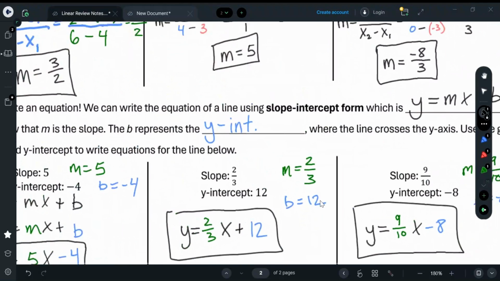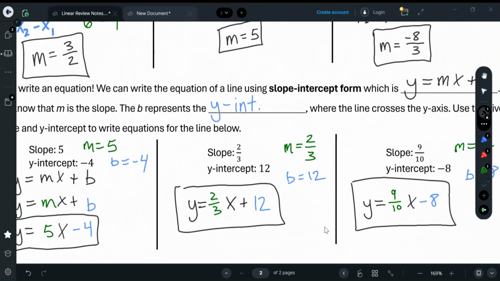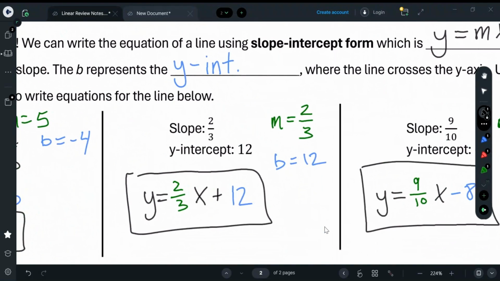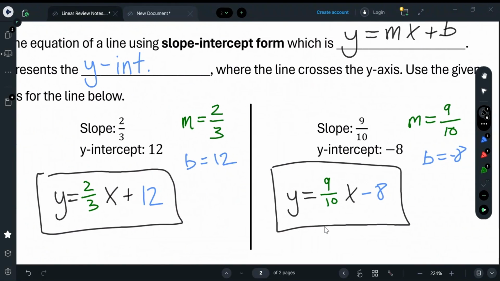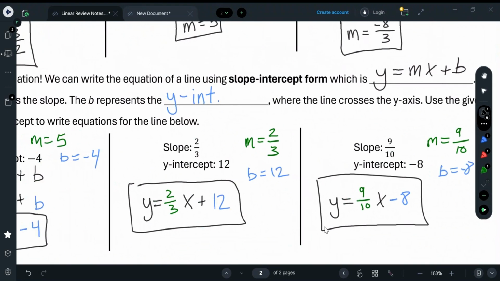Okay, this is what I got for these last two examples. Here's the equation in slope-intercept form, y equals mx plus b. There it is for both of those. Take a look.